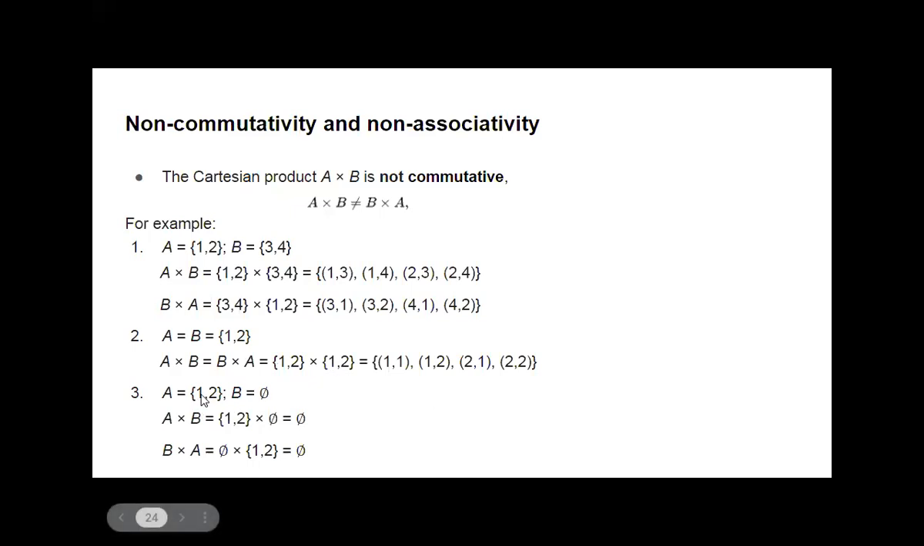Yes, so we can write it like this also, and the Cartesian product will be like this: (1, 1), (1, 2), (2, 1) and (2, 2). So it is the exceptional case for commutativity.